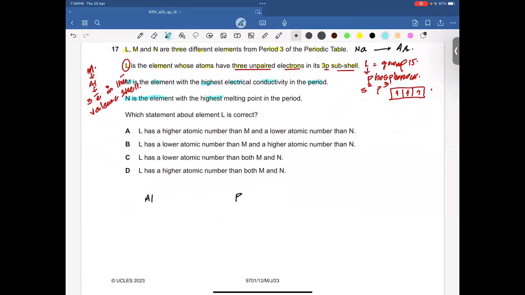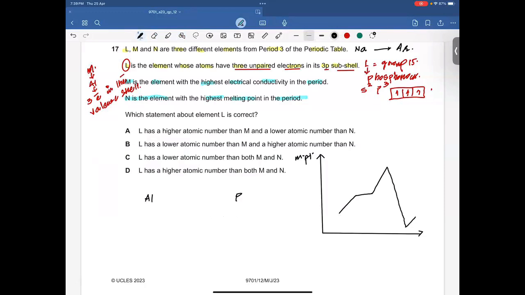N is the element with the highest melting point in the period. So you should remember the melting point trend of period 3 elements, which we have discussed in the class. If you remember, this is the melting point trend: sodium to magnesium, then aluminum, then silicon. Then we have phosphorus, then sulfur, then chlorine, and then argon. That was the trend I have given you.